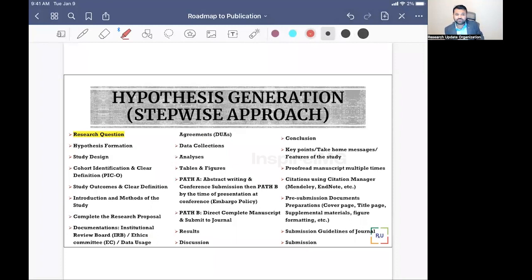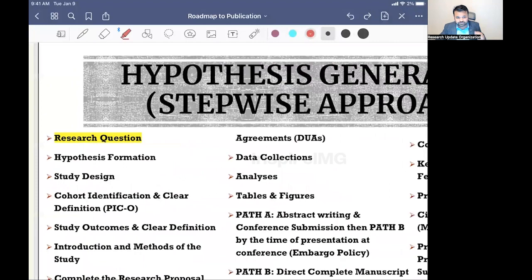Everything you are looking at in these red arrows, everything is one skill. So research question identification is a skill, hypothesis generation is a skill, and so on. Everything here is a skill. So if you learn each skill one by one, then you can reach a successful submission. Once you submit, the post-submission steps are different, which we are going to discuss, but this is the whole hypothesis generation stepwise approach.